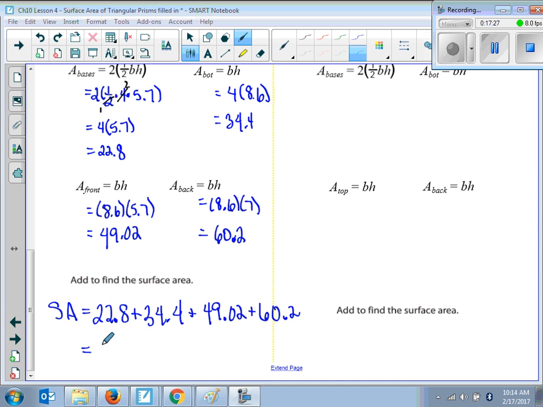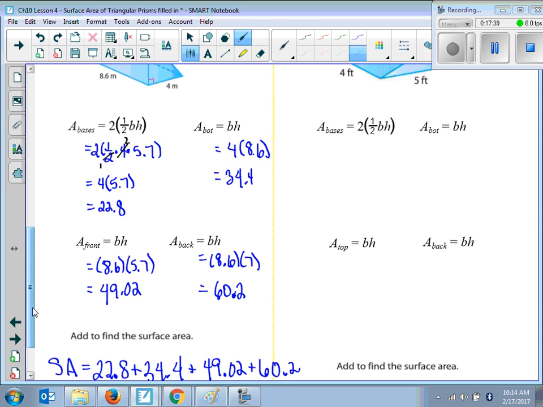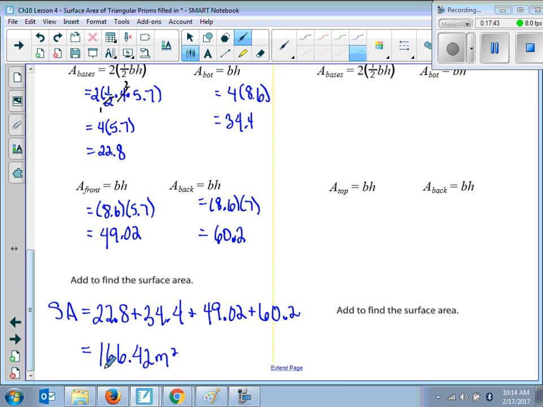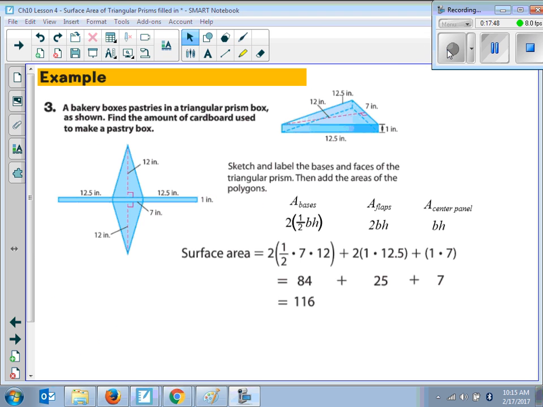Oh, all right, so this is going to be 166.42, and what are my units? Meters squared. Did it tell us to round to anything? Nope. All right, so that is the exact answer, 166.42 meters squared.